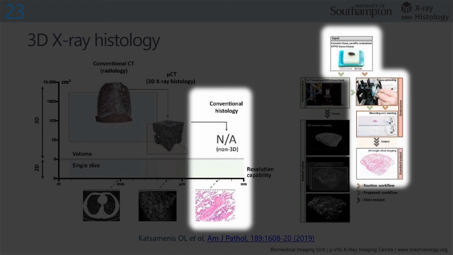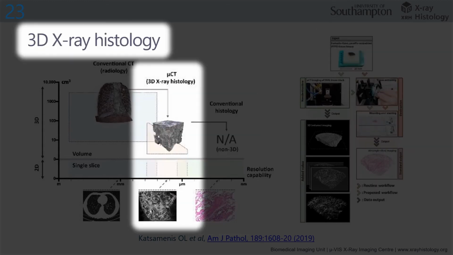For conventional 2D histology, tissue samples are embedded in paraffin wax, cut using a microtome, mounted on a glass slide, dewaxed and stained for visual inspection under a microscope. Here we introduce 3D X-ray histology, which is based on soft tissue optimized micro-CT.